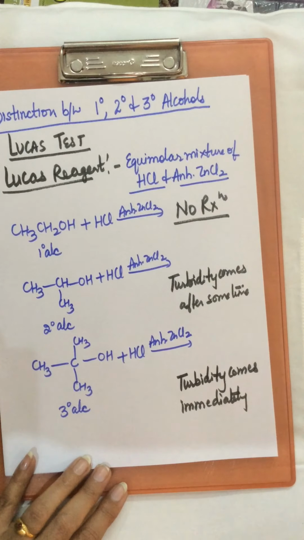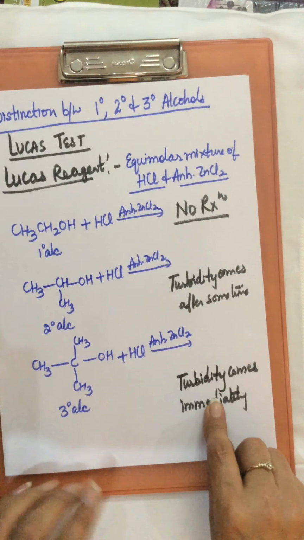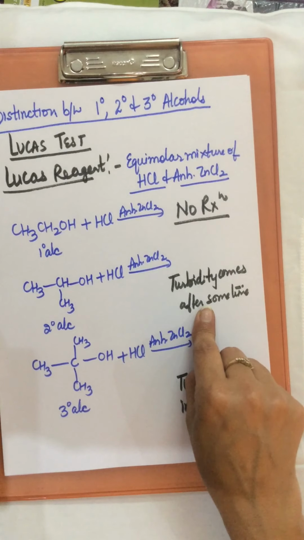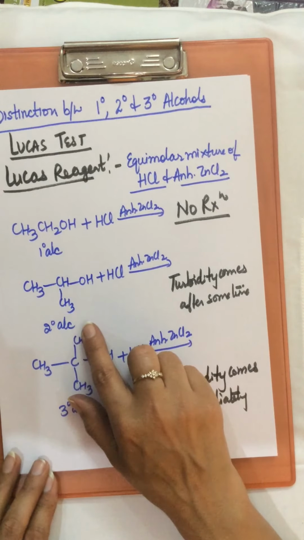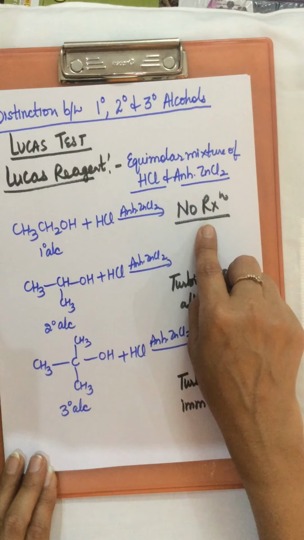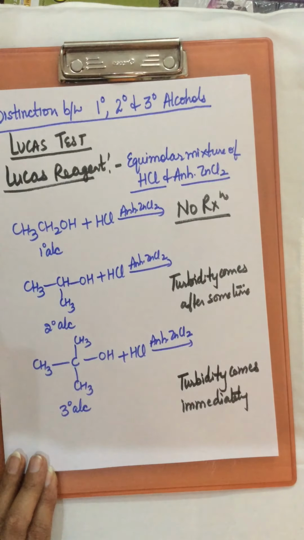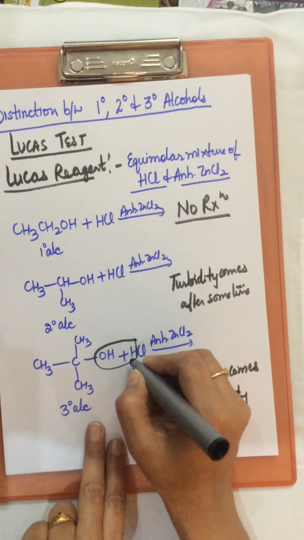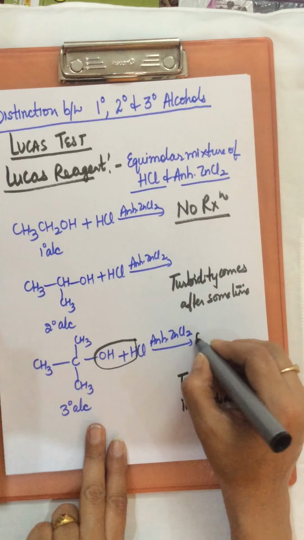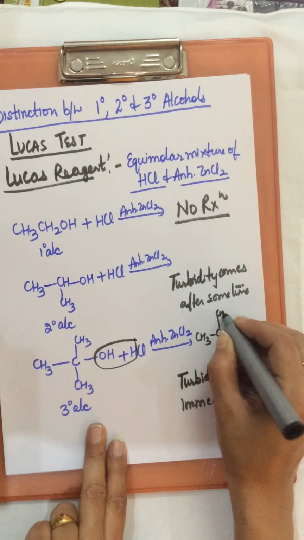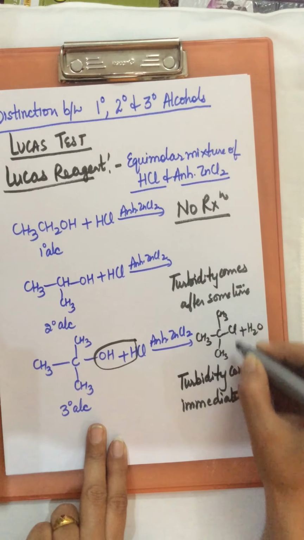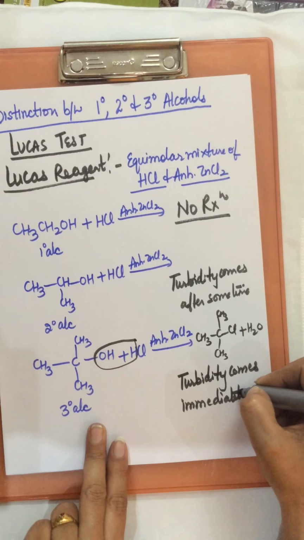So if the reaction is so fast that we get milkiness immediately, that is tertiary alcohol. If after some time we see the milkiness, that is secondary alcohol. And if we do not see any change, that is a sample of primary alcohol. Now why is it so? In this case, immediately these two react. Water comes out, Cl comes here. So we'll get the chloroalkane quickly here. This compound is milky in color. That is why milkiness comes.